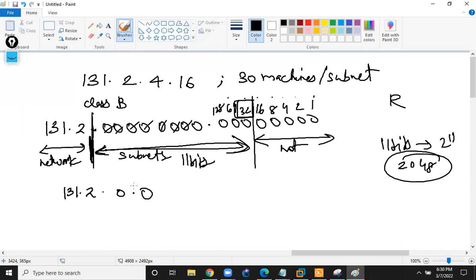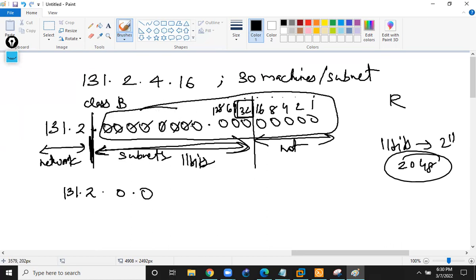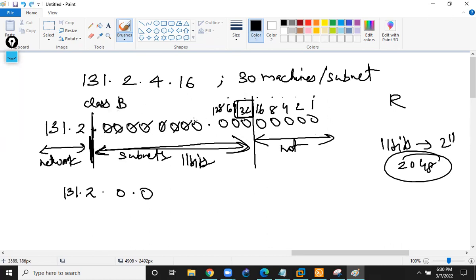How did you get 131.2.0.0? Class B, two network octets, but we have subnetted it. After subnetting, this is the first value, so the network address itself will be the first value normally. You can write the network address itself. Now keep on adding the block size. So what will be the next one?